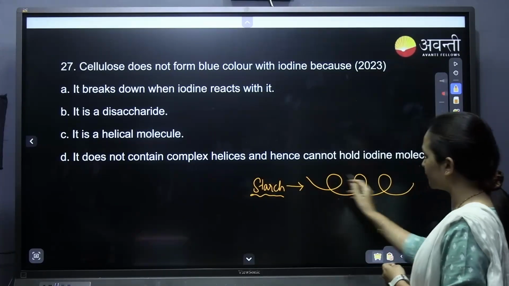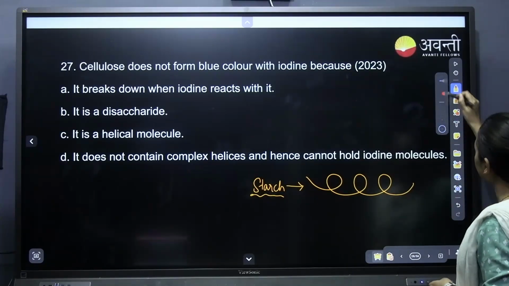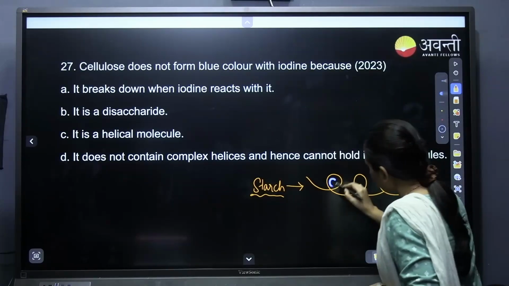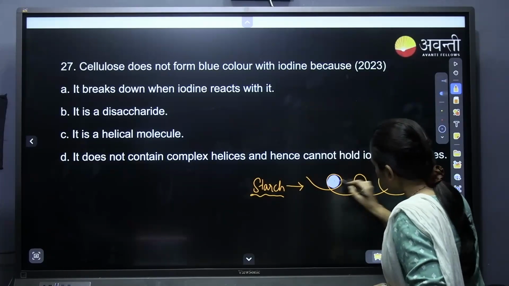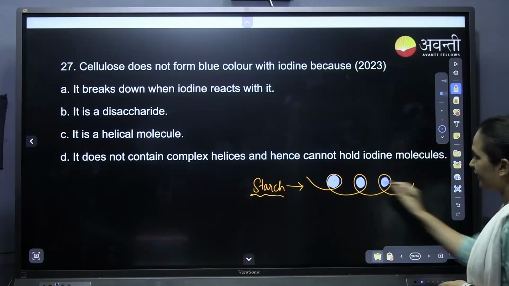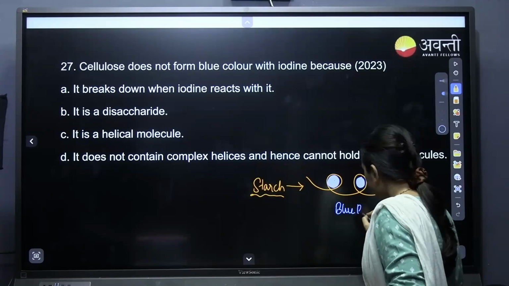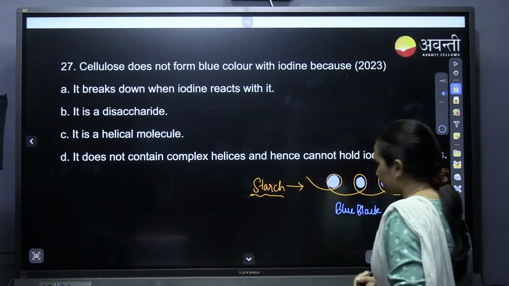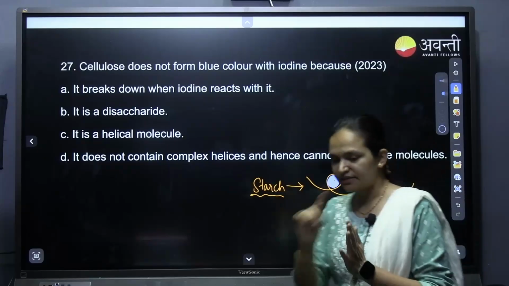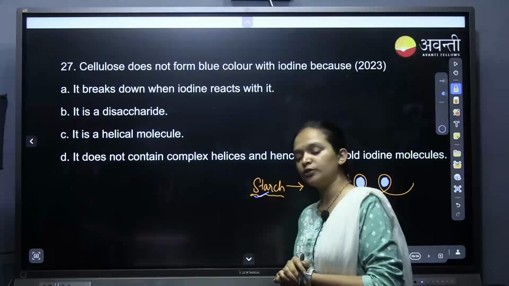Helical structure will be there with the starch. In this helical structure, the iodine comes and traps here. When this happens, it gives a blue-black color. So one must have this helical structure. Like starch, it should have a helical structure, then only you will get blue-black.